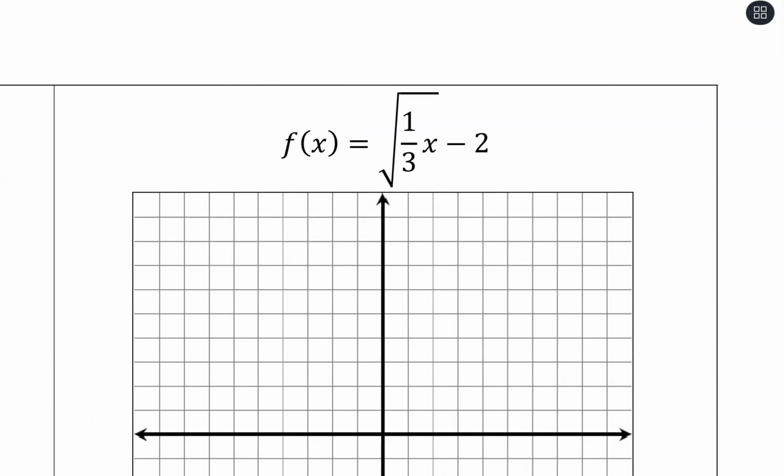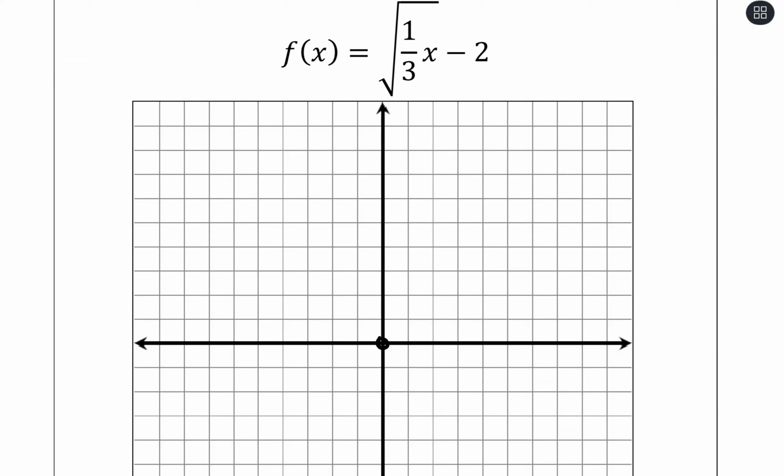Let's check out this next one here. For this one, our parent function is going to be our square root function. So our basic setup for that one will be 0, 0, 1, 1. If we plug in 4, the square root of 4 is 2. If we plug in 9, square root of 9 is 3. Okay, then two pieces we have here. We have a horizontal stretch by 3, and we are going to have a vertical shift down by 2.